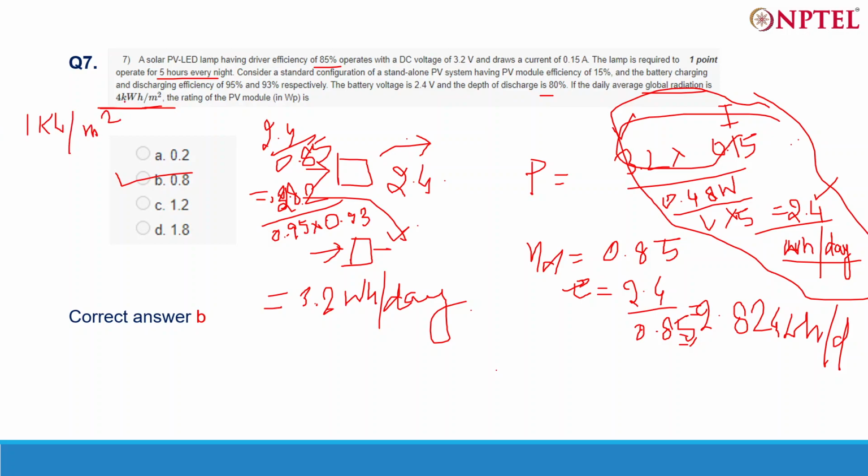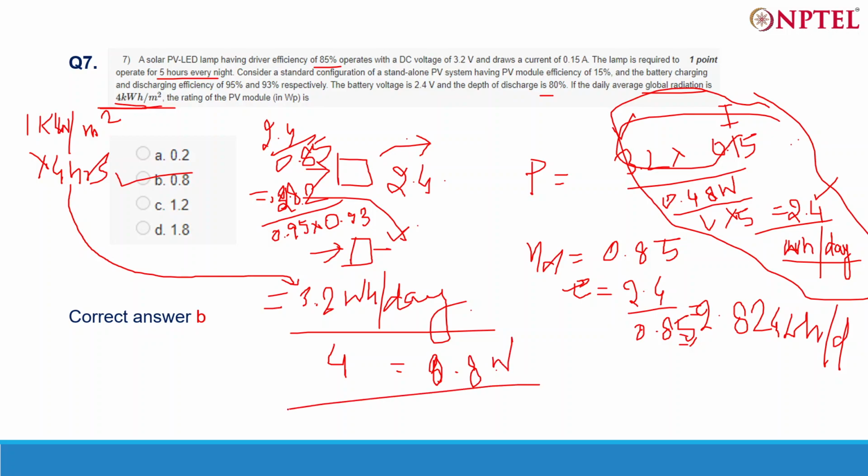So if it is kilowatt hour, that means 1 kilowatt hour radiation is available for 4 hours. So this much power has to be produced in 4 hours. So in 1 hour, that is actually the rating of PV module. We divide it by 4, so it will give 0.8. Okay, so this is the rating of PV module that is being asked in the question.